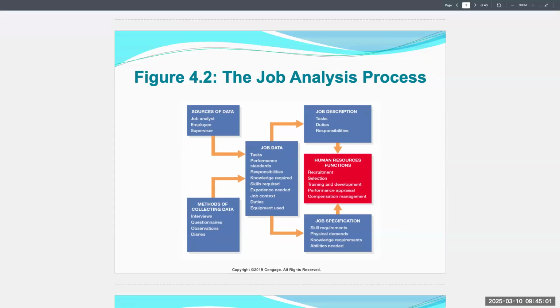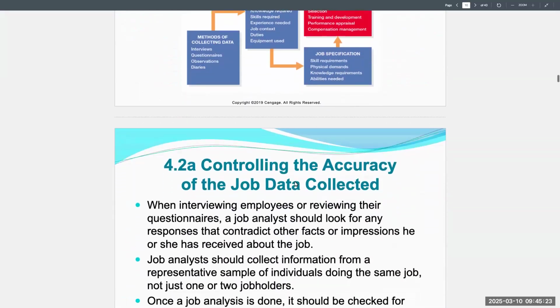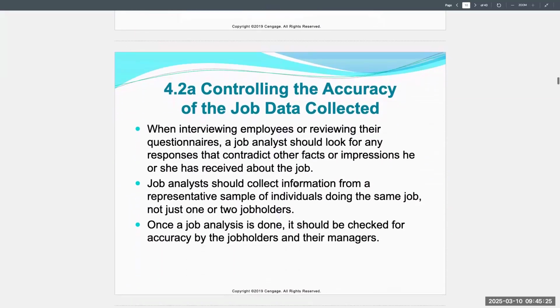Validate the information, so have managers and employees review the findings to ensure accuracy, and implement and review. So you want to use the job analysis data in hiring, training, and performance evaluations, and organizations should also review job analysis periodically to make sure that it remains relevant as the job role evolves. So this is an ongoing process. It's not a once in a lifetime thing and then we're done.